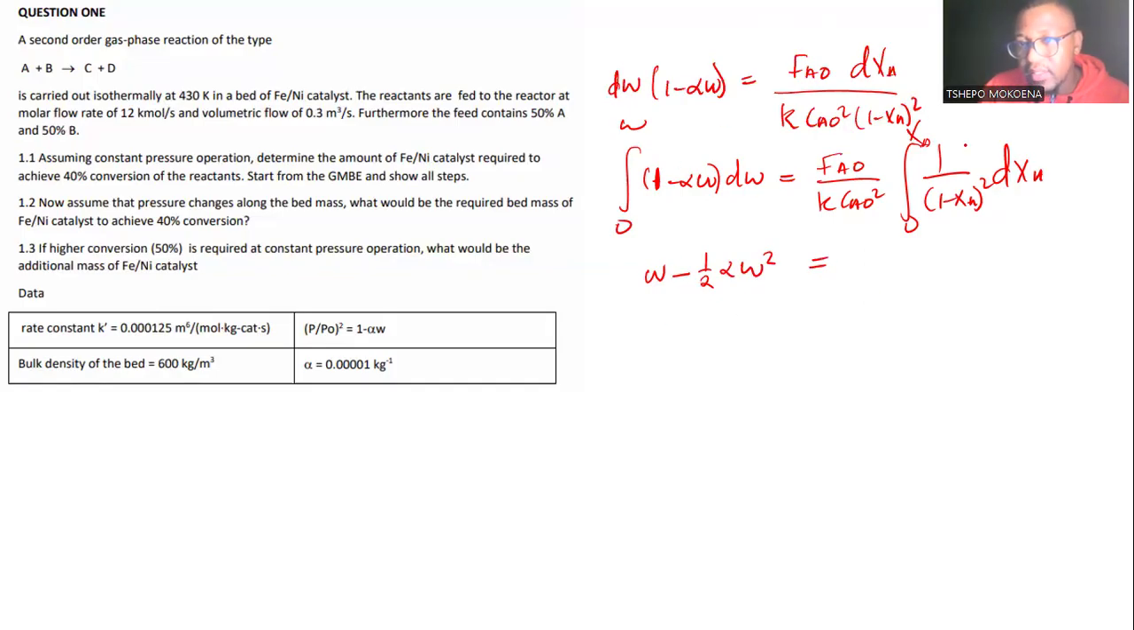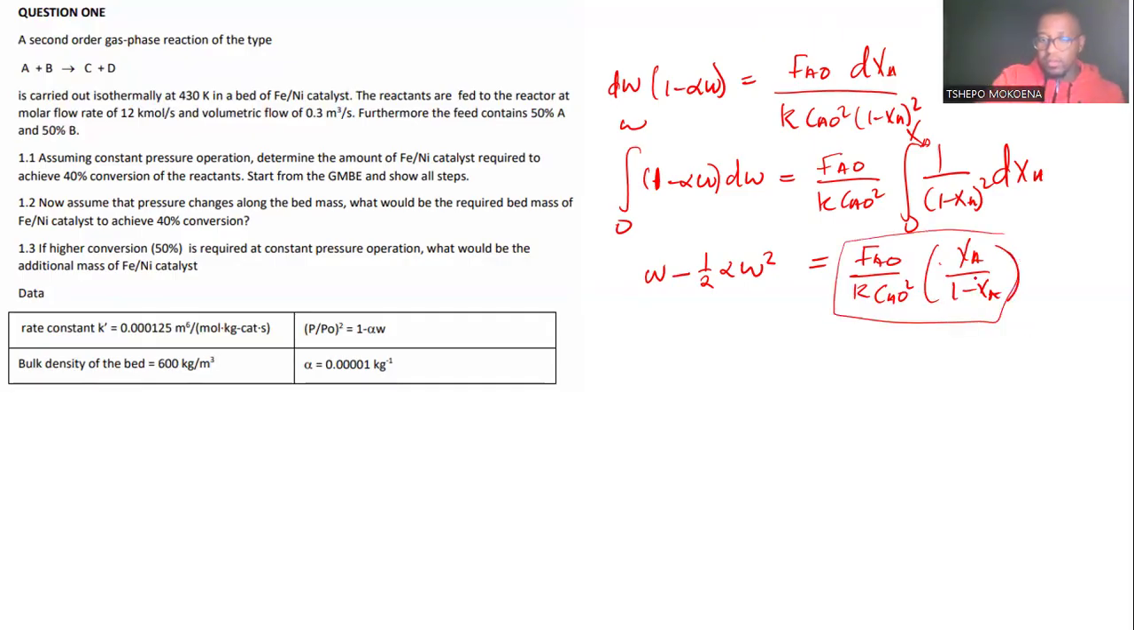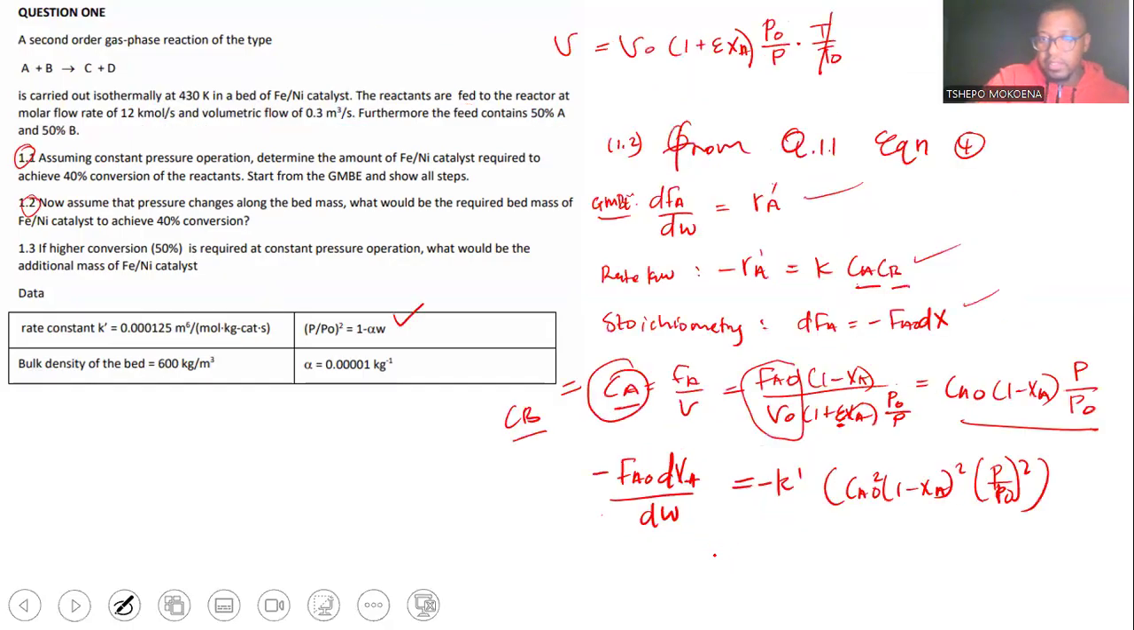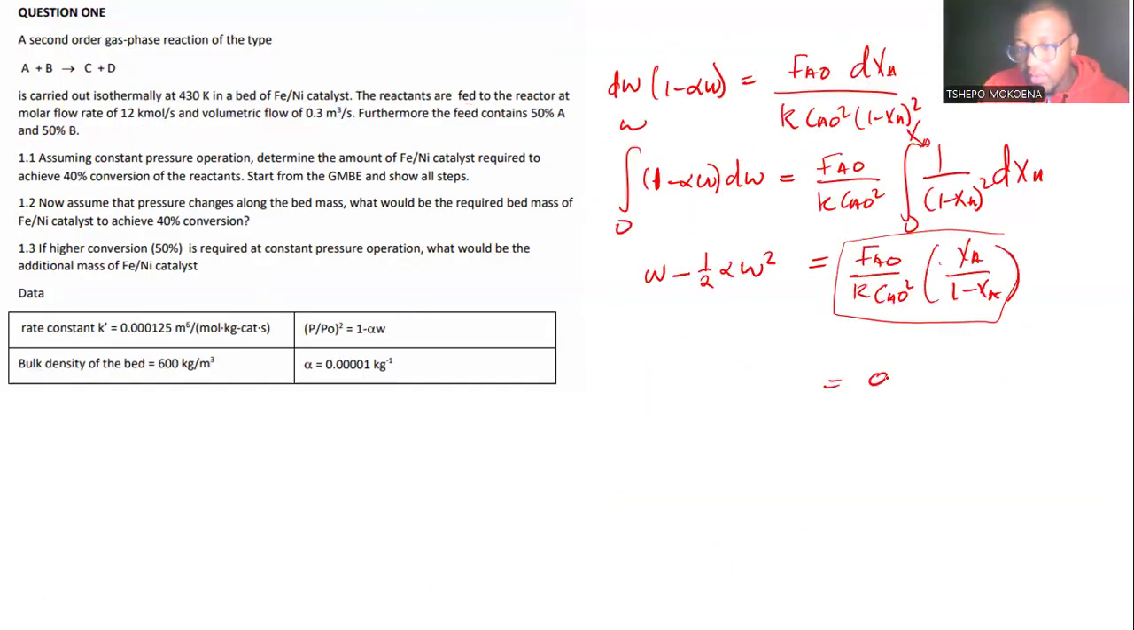And then this side is the same as what I showed you. So we're going to have FAO over K CAO squared times XA divided by 1 minus XA. And that's it. So we have already got this from 1.1. We said that this is equal to 0.08. So here we have 0.08.